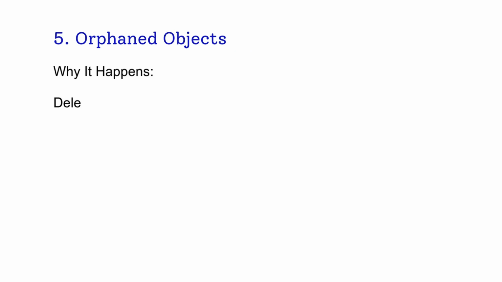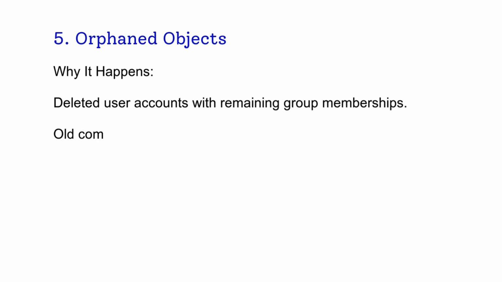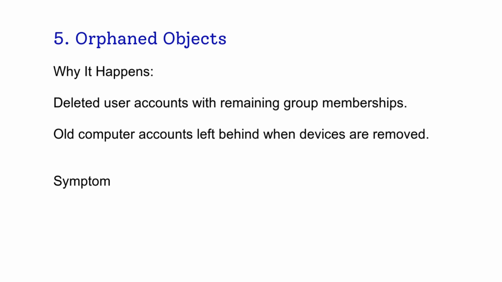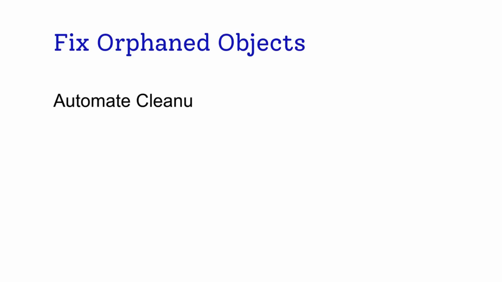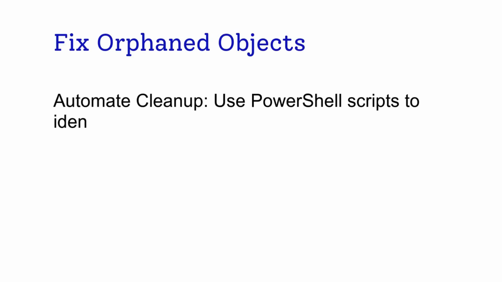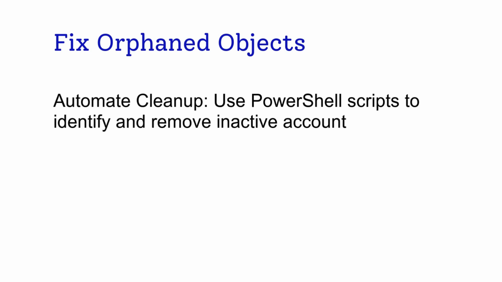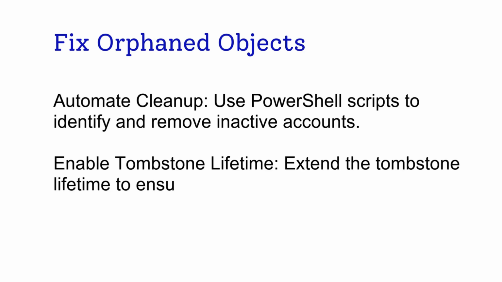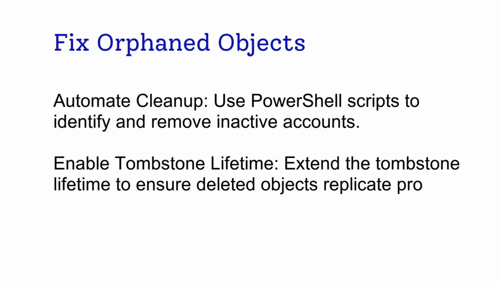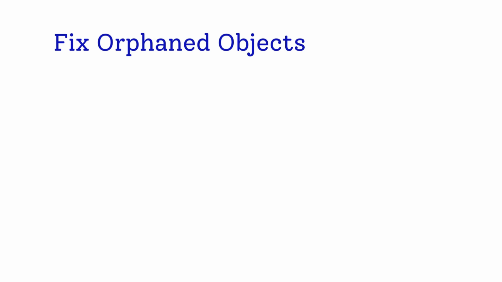Number 5, orphan objects. It could happen because of deleted user accounts with remaining group membership, and old computer accounts left behind when devices are removed. Symptoms for this: AD clutter with unused accounts and objects, and difficulty in managing accurate permissions. To fix the problem, automate cleanup. Use PowerShell scripts to identify and remove inactive accounts. Extend the tombstone lifetime to ensure deleted objects replicate properly across domain controllers.